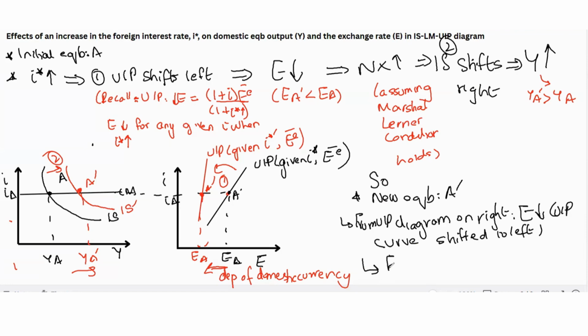And from the IS-LM diagram on the right, we can see equilibrium Y has gone up and I is unchanged. The equilibrium Y has gone up because the IS curve has shifted towards the right. So this moves the equilibrium from A to A prime where the new IS curve and LM curve intersect. So this is how we can show the effects of changes in the foreign interest rate on domestic equilibrium output and the exchange rate. The first shift that happens is the UIP shift towards the left, and that causes the IS curve to shift towards the right.